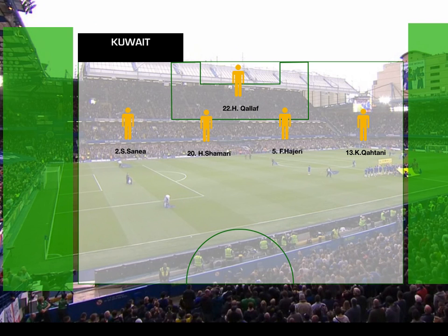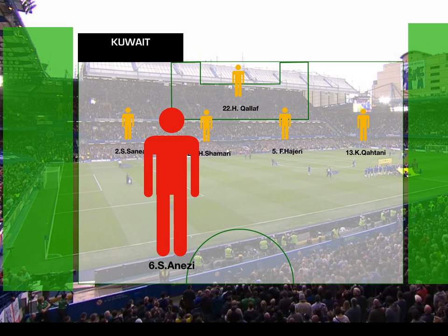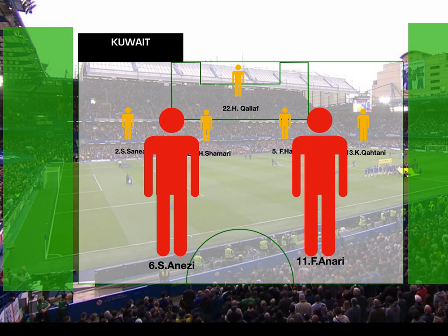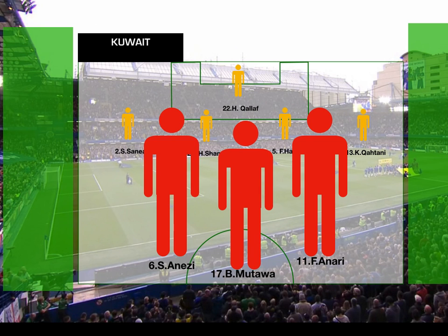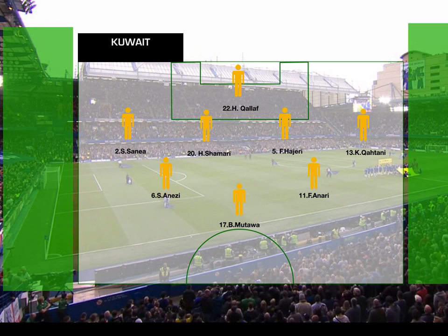On the midfield, the 2 holding midfielders are number 6, Anesi, and number 11, Anari. And behind the strikers, a 3rd midfielder, Mutoa, who is in general their playmaker and one of their key elements or strengths within their team.